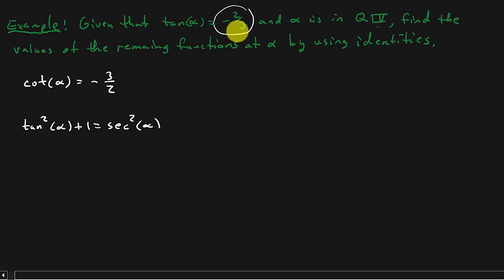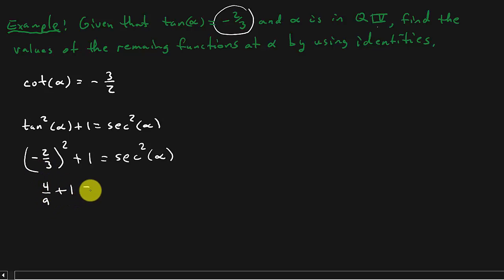All right, so let's plug the -2/3 in for tangent. So that's (-2/3) squared, plus 1 equals secant squared. And so this is going to give me what? 4 over 9 plus 1 equals secant squared alpha. And then when I add these, this is 4 over 9 plus 9 over 9. That's going to be what? 13 over 9 equals secant squared alpha.